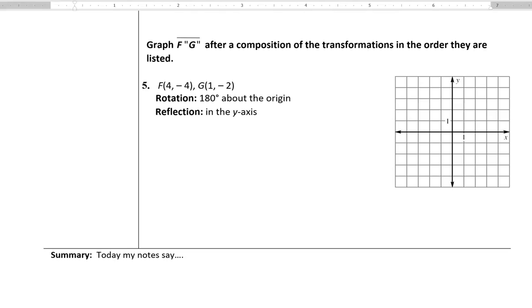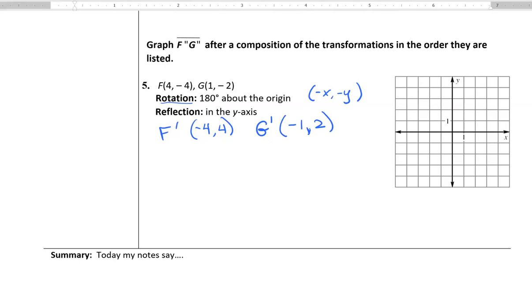Okay, on this last one, I think maybe I'll just do it with coordinates and then I'll graph. So you can do it, really any way you want to, especially since I see the first rule is a rotation. So when I rotate 180, my shortcut is to change the signs basically. So F prime is going to be -4, +4. And then G prime is going to end up being -1, +2. So all I did was just change the sign.